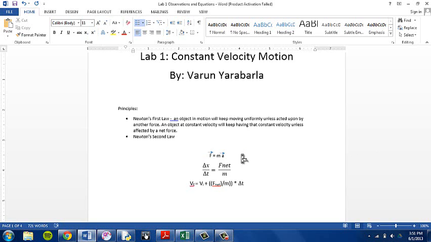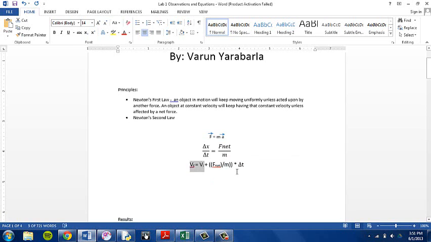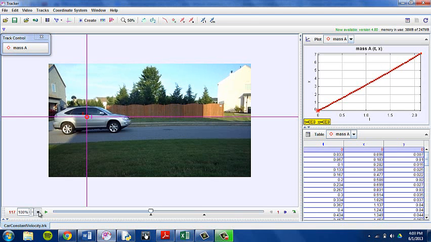Deriving that further, we get the final equation here: velocity final equals velocity initial plus F net divided by the mass times delta t. We know that this third portion of the equation, if equal to 0, will mean that the velocity final is equal to velocity initial, which means constant velocity. Thus, we know that the mass and delta t are already not equal to 0, so the net force acting on the system has to be 0.